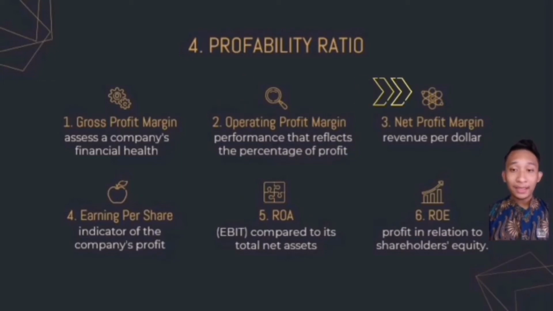The net profit margin reflects how much revenue per dollar the company translates into profit. Earnings per share is a figure generated from the company's profit divided by ordinary shares that have been issued, serving as an indicator of the company's profit. Return on total assets is the ratio that measures the company's pre-interest and tax income, EBIT, compared to its total net assets. Return on equity is considered a measure of a company's profit in relation to shareholder equity.